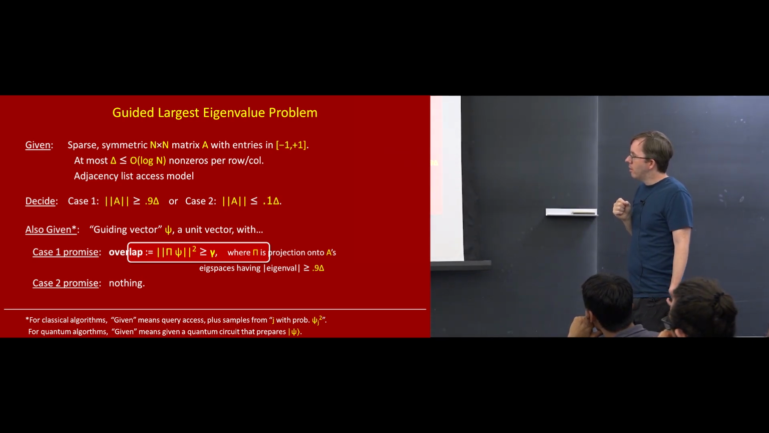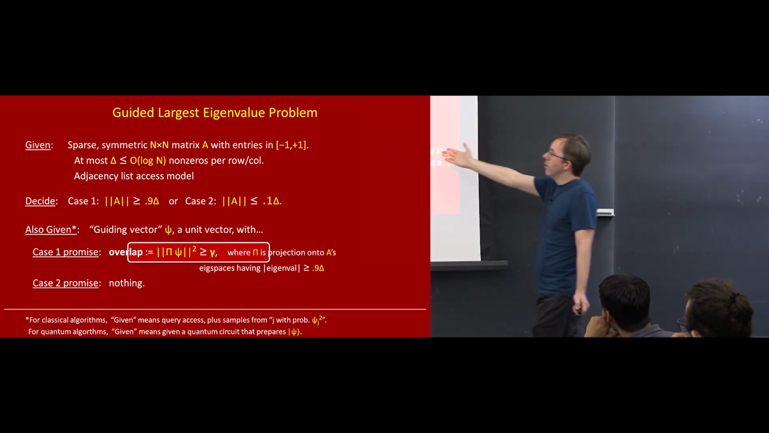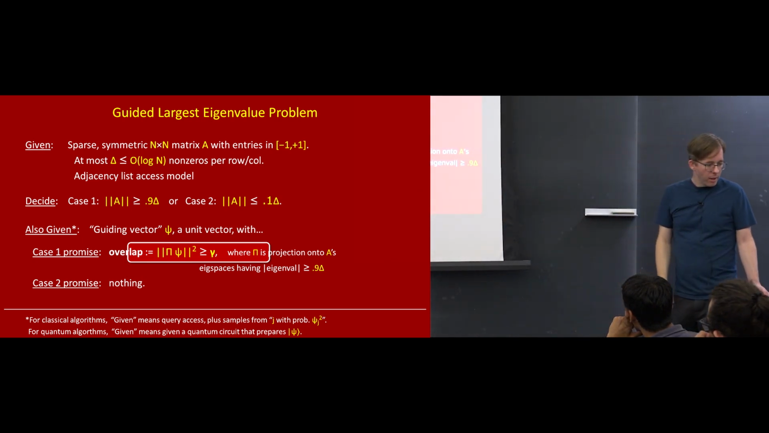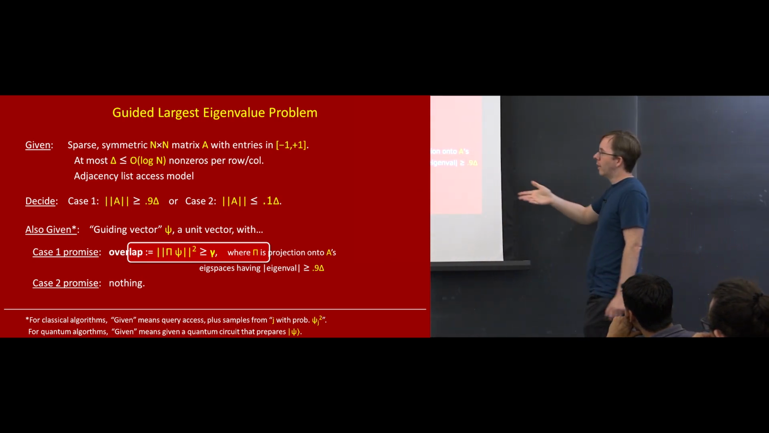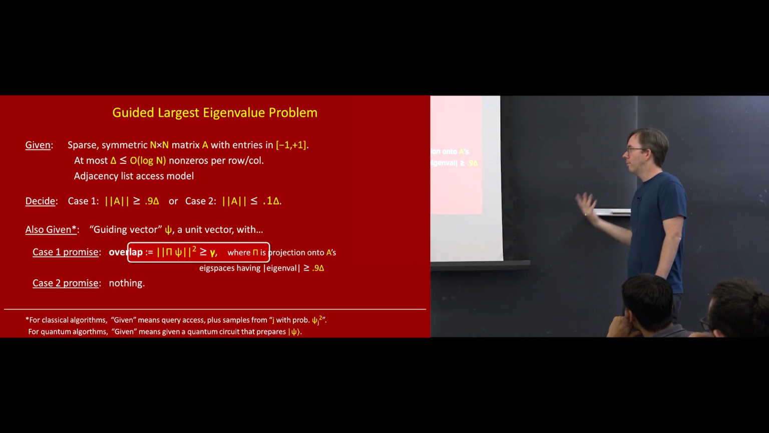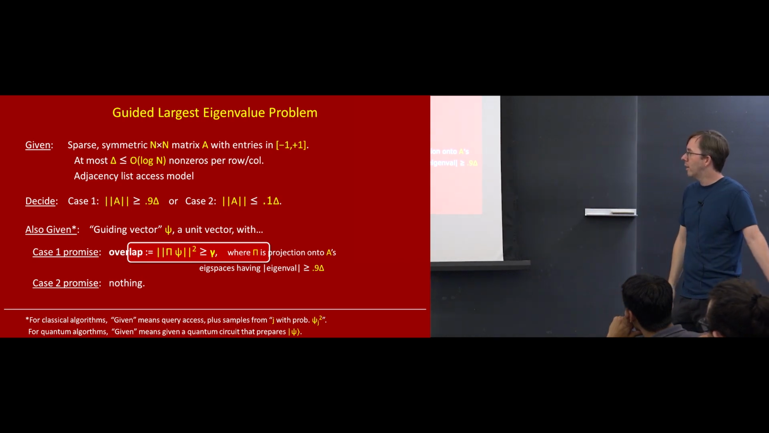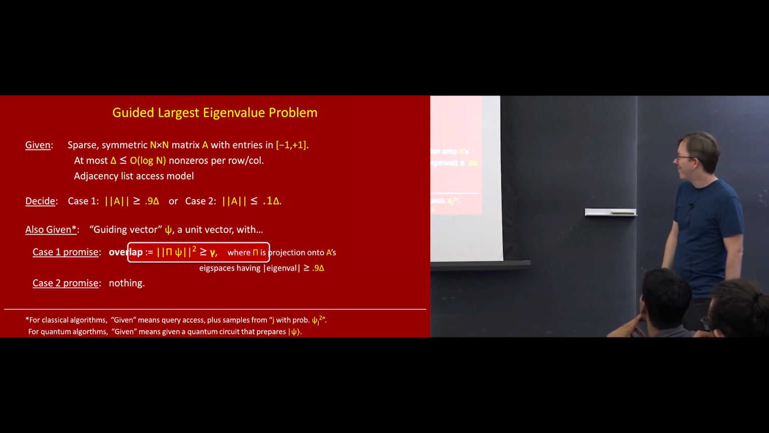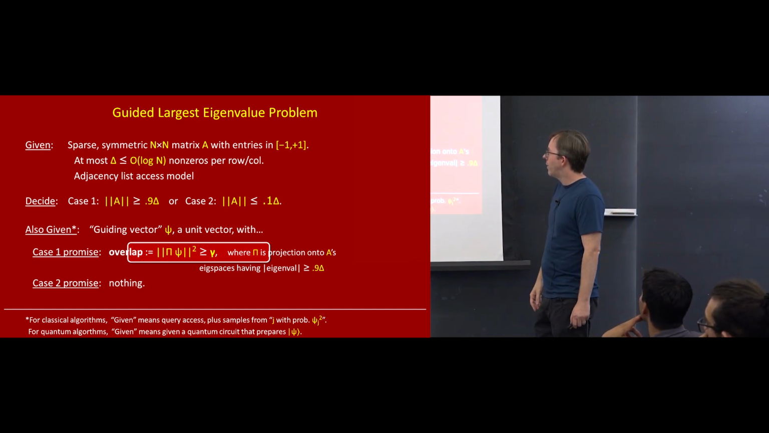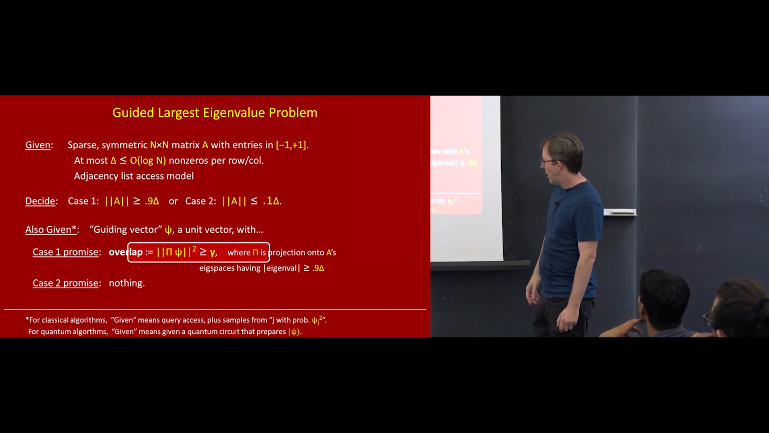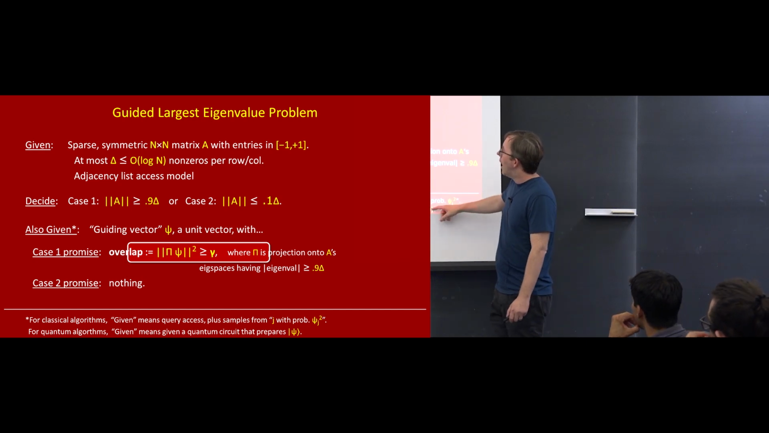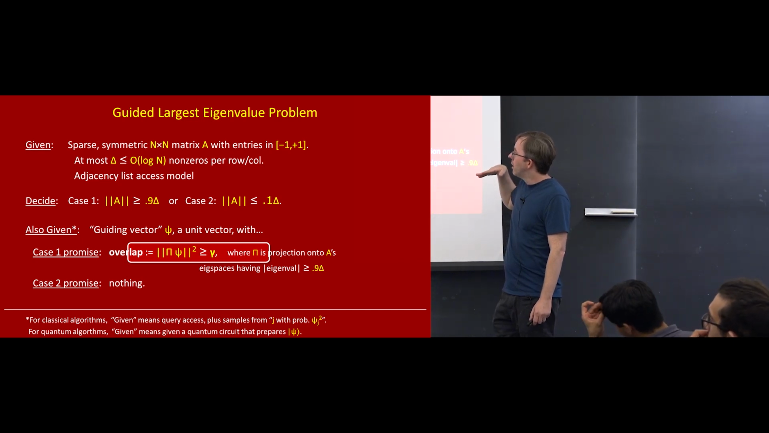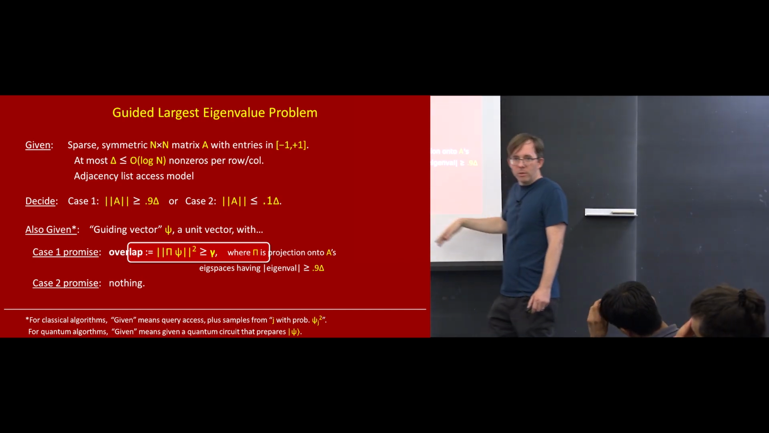So this may help you. And regardless of whether you're in case 1 or case 2, you get this guiding vector psi. But the case 2 promise is nothing. In case 2, psi has nothing special about it. This is a bit of a footnote, but what we're going to be interested in is the possibility of having sublinear time algorithms for this problem.